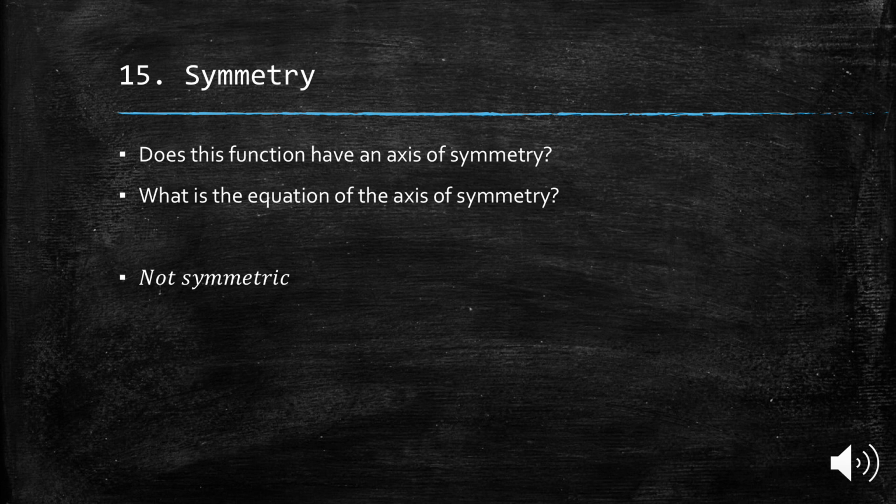Does this function have an axis of symmetry? What is the equation of the axis of symmetry? There is not an axis of symmetry for this type of function. A linear function is not symmetric. You could argue that you could draw a line at an angle, perpendicular to it, where you could fold it just right and it would fold in on itself. But we're looking specifically for an axis of symmetry. This is more about how we're going to handle quadratics and some other types of functions that have a vertical line of symmetry.